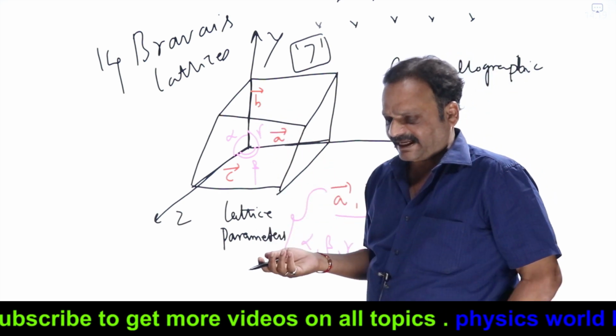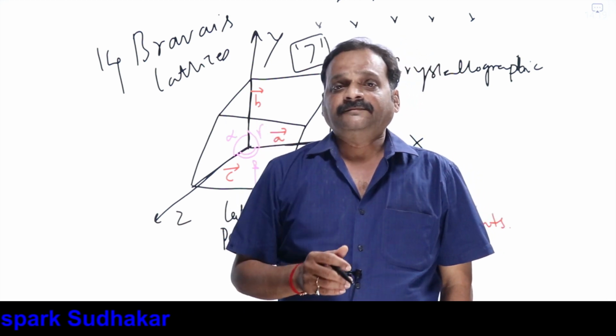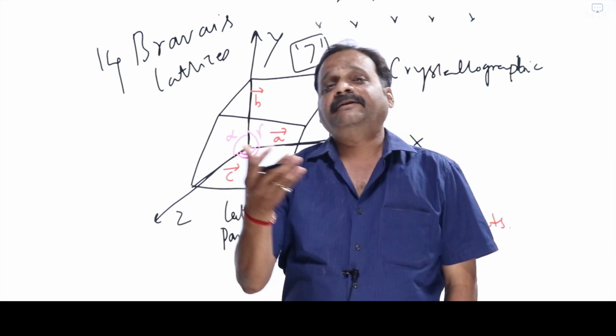It is like this: atomic arrangement means what? In a room, suppose a crystal is like a room, in which the benches should be arranged. Where do you arrange benches?